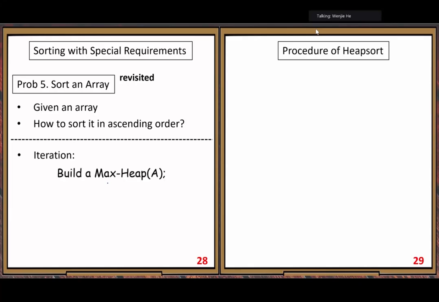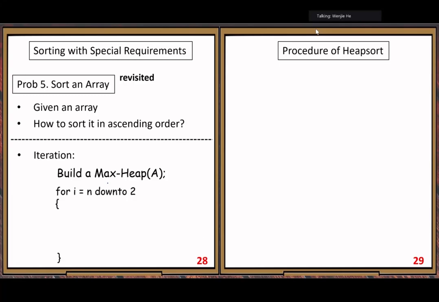On this slide we look at the heap sort from beginning to end. The procedure of heap sort: at the beginning, we need to build a max heap. We have the process to build a max heap. Remember, we use bottom up, going through all the local triangles, to build the heap.